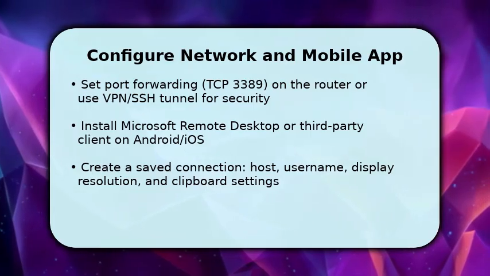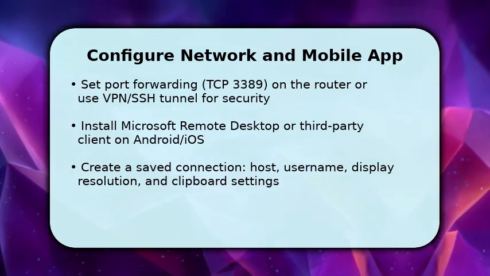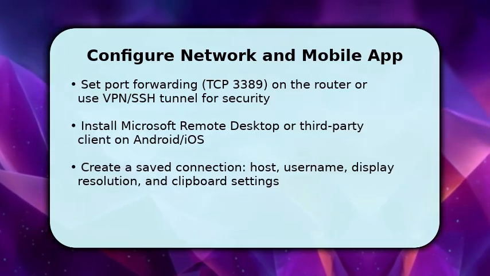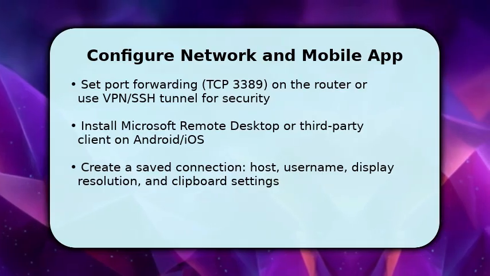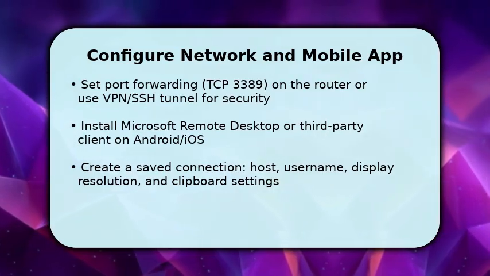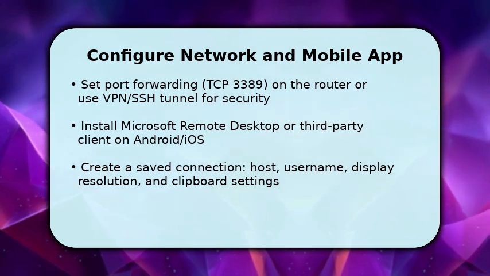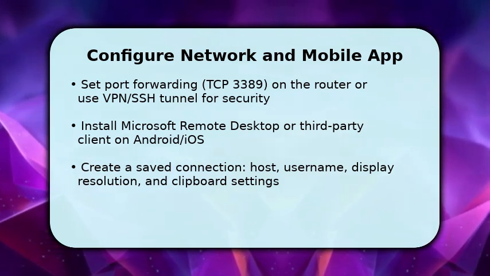Once your network path is ready, install the Microsoft Remote Desktop app on your mobile device and open it. Create a new desktop entry with the recorded host name or public IP. Add your username and credentials, and tune display resolution and sound options so performance matches your mobile bandwidth.